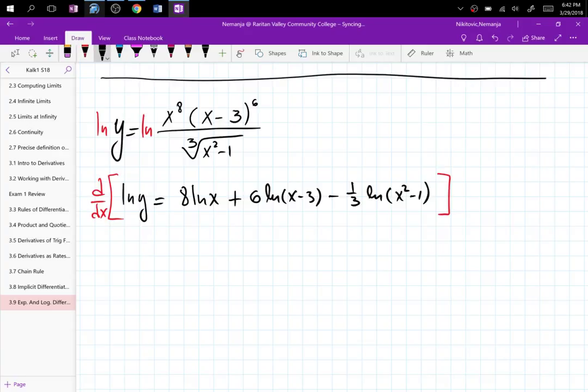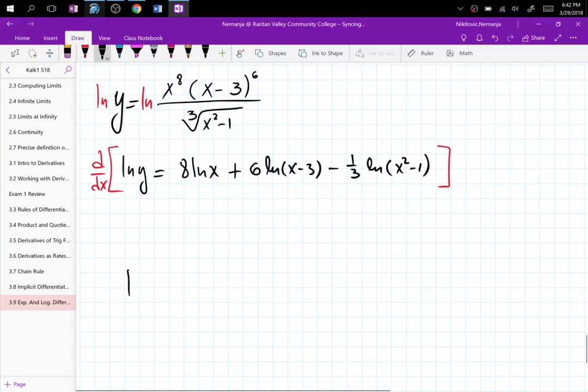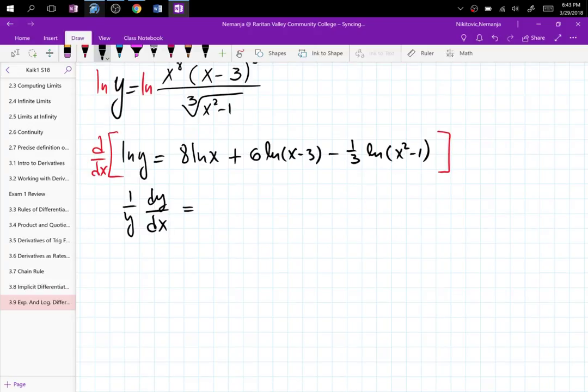What do I have on the left? On the left, I have derivative of ln y is 1 over y. And then I have to follow with the dy dx because implicit differentiation, right? Now, on the right-hand side, the derivative of 8 ln x is 8 and then 1 over x.